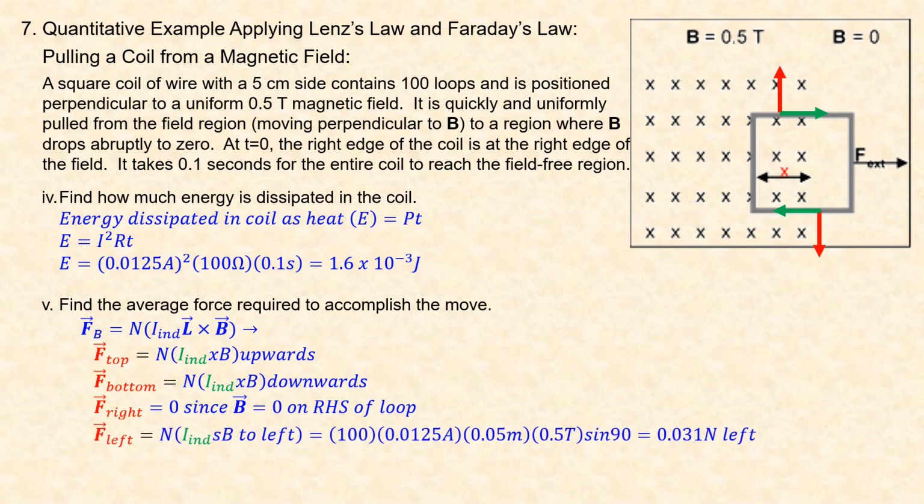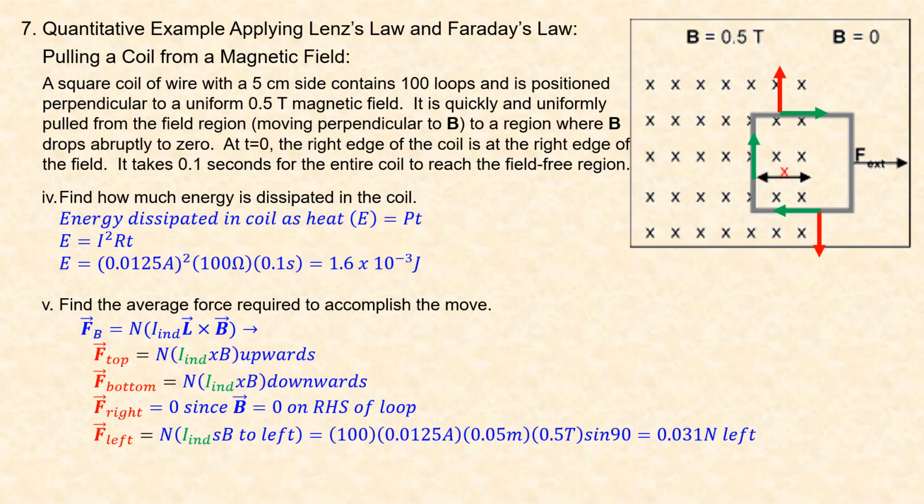And lastly, when we look at the left-hand portion of the wire, we see that there is a force on that portion, a magnetic force, whose magnitude is given by N, the number of turns, times the induced current, times S, that is the length of that piece of wire in the magnetic field, times B, the magnetic field strength. And we'll see that this force is to the left.